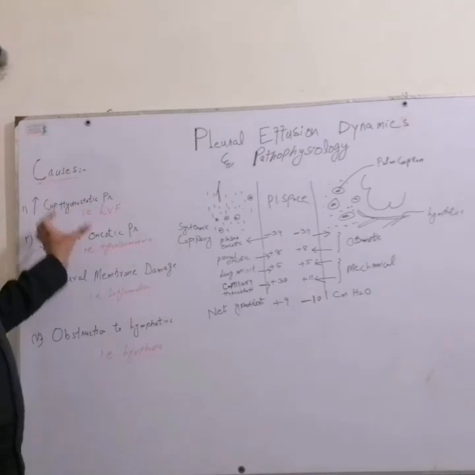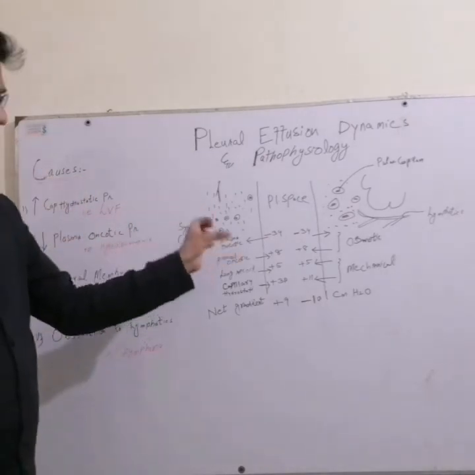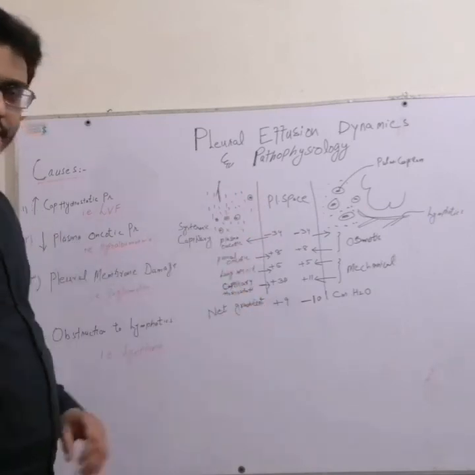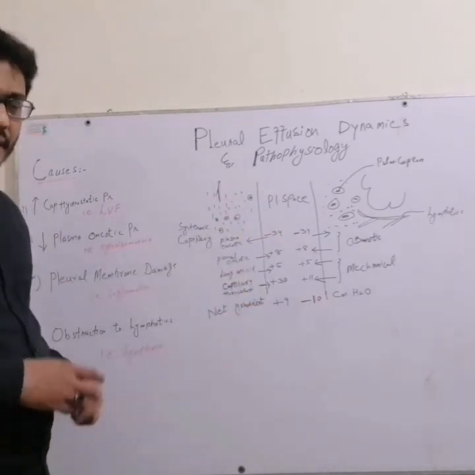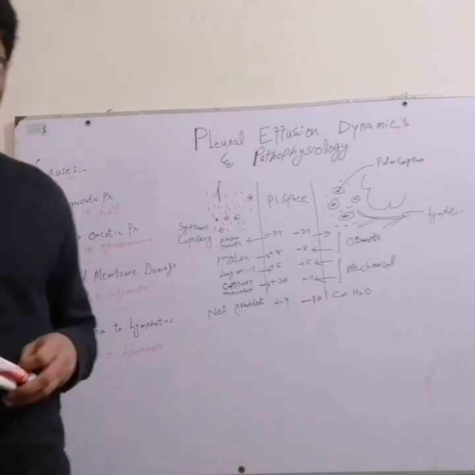So these are the main four causes or mechanisms, and the underlying pathophysiology and dynamics. These are very important to understand and to have a basic concept of the development of pleural effusion.